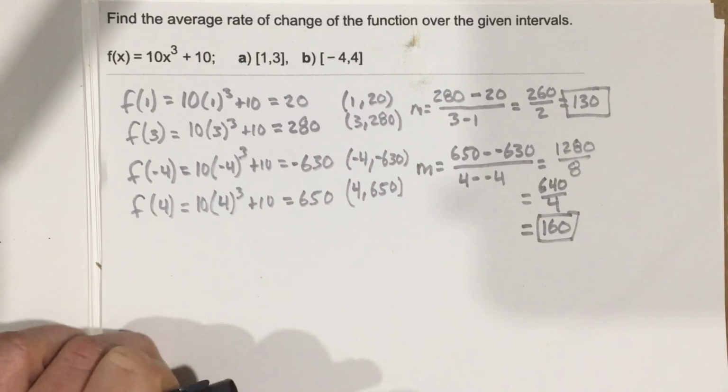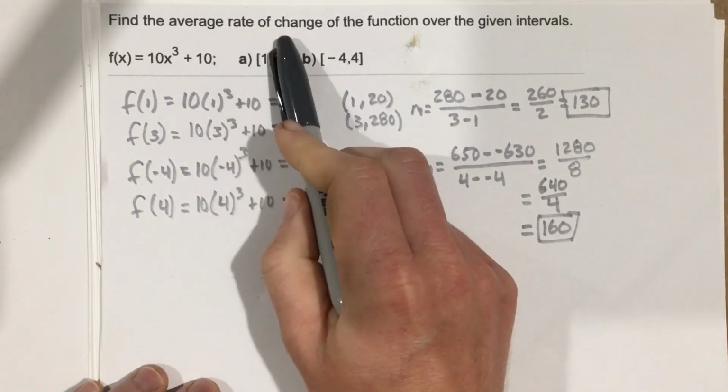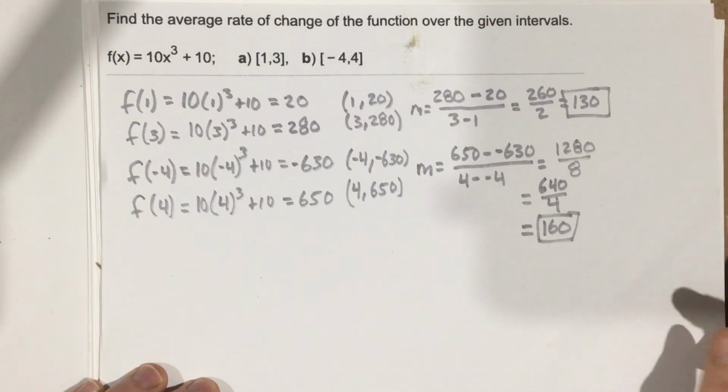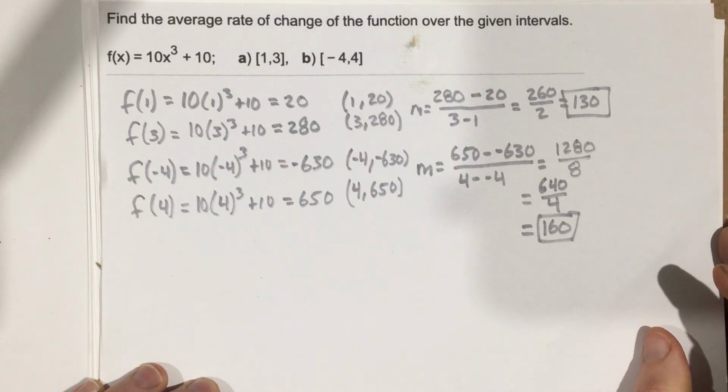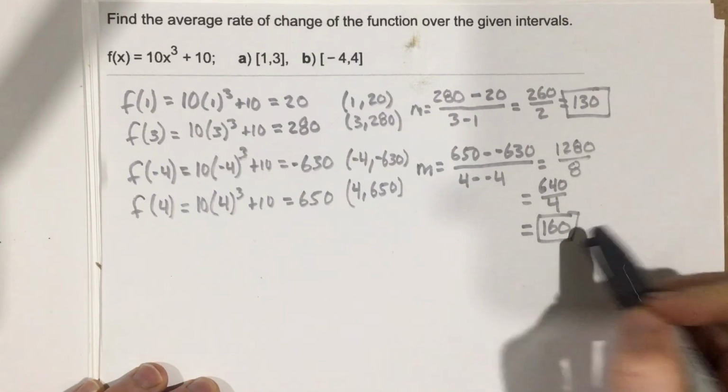So that's how you find the average rate of change. Now, I do want to point out that the average rate of change is like finding a secant slope. That's what we're kind of gearing up for, is finding secants and tangent slopes, and the average rate of change is the secant slope.